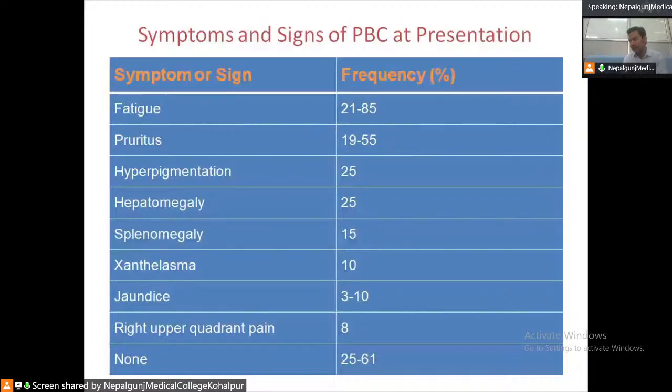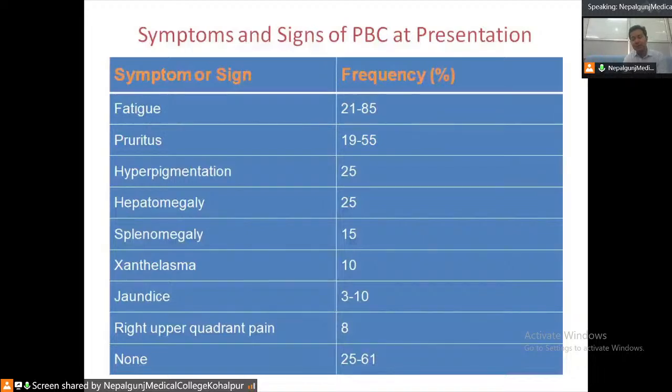So what are the symptoms and signs? The major symptoms and signs are fatigue and pruritus. Apart from this, hyperpigmentation, meaning change in the color of the skin, is also common. Hyperpigmentation occurs because the level of melanin increases in PBC, and this relates to copper. More than 80% of copper is excreted through the bile and finally excreted in the feces. When there is cholestasis, the copper is not excreted. When this copper accumulates, unable to be excreted through the bile, it activates the tyrosinase enzyme. This enzyme is responsible for synthesis of melanin. This is the reason for hyperpigmentation.